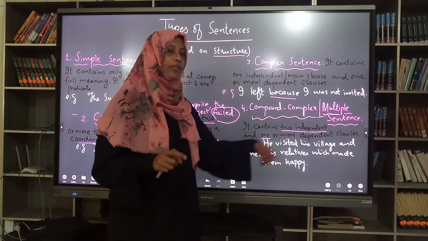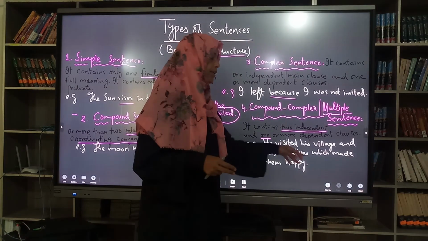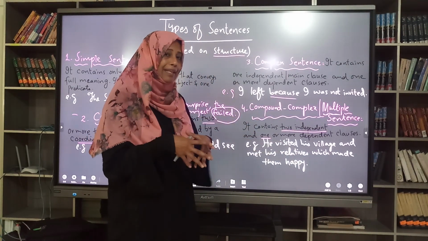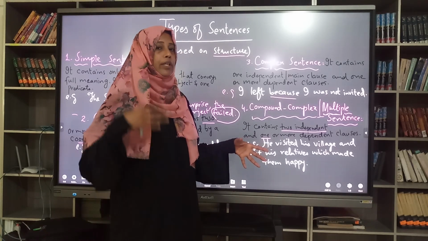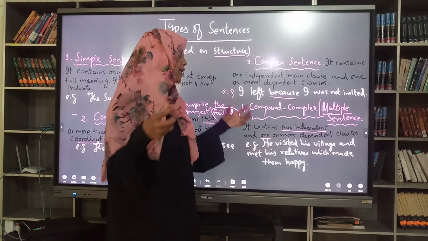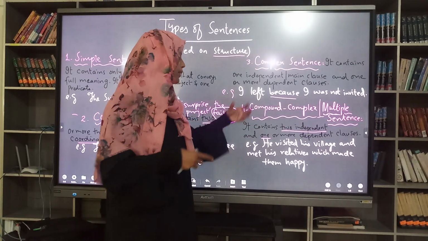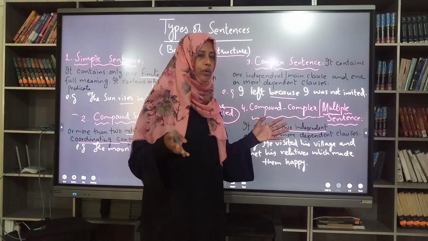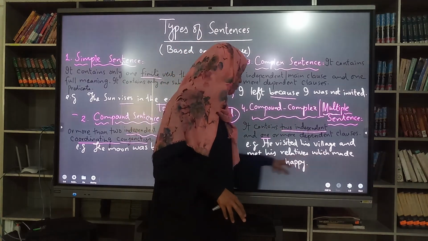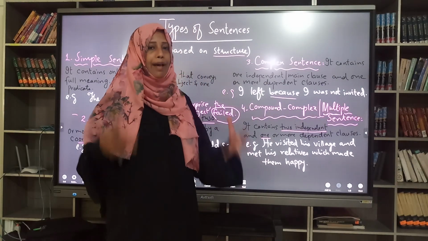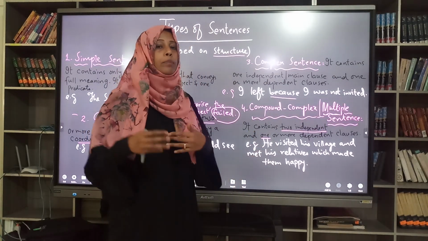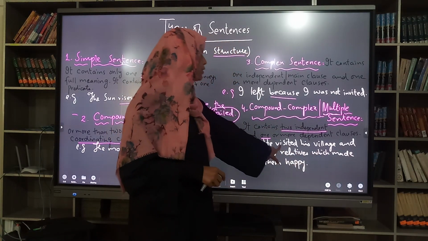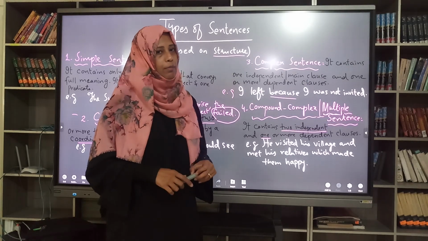So he visited his village and met his relatives. So it's a complete compound sentence. But it is also joined with a dependent idea, giving it the structure of a complex sentence. And if you combine both of them, then it will become a compound complex or multiple sentence, which is a little lengthy sentence overall, physically speaking: which made them happy. The villagers, the relatives actually whom he met, made them happy. So this shows dependency on the main clause, and this is what you call compound complex.